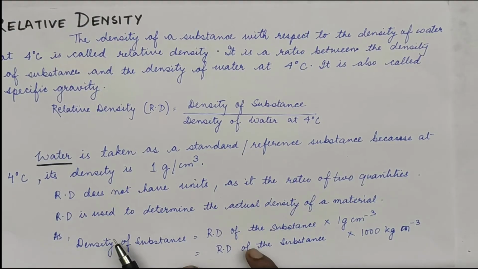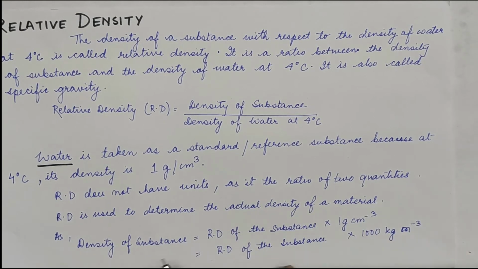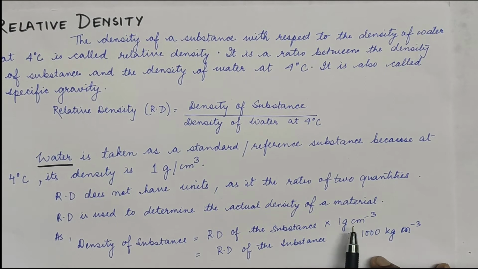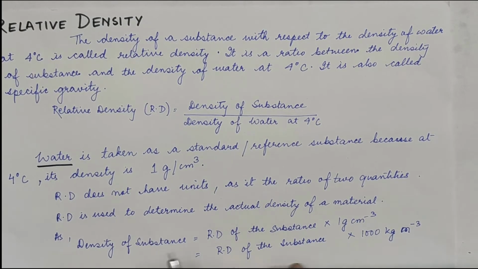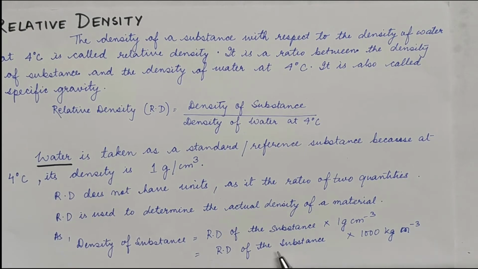If we know the RD of the substance, we can calculate the actual density of a material. So what will be the formula? If we know the RD of any substance, we just need to multiply by 1 gram per cubic centimeter to get the density in gram per cubic centimeter, or we can multiply the RD of the substance by 1000 kg per meter cube. Now let us find out the relative density of a liquid.